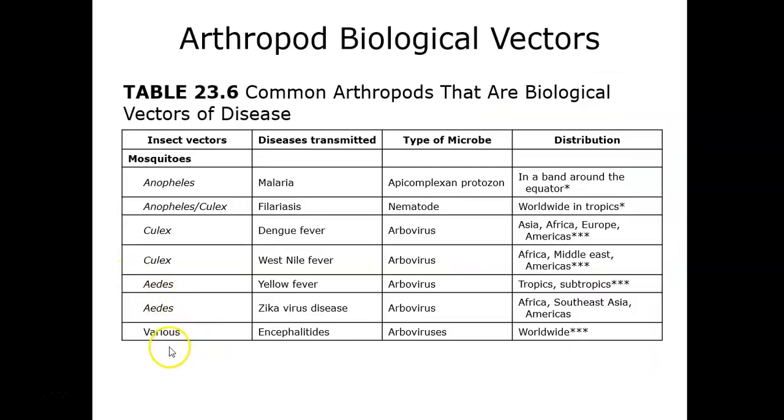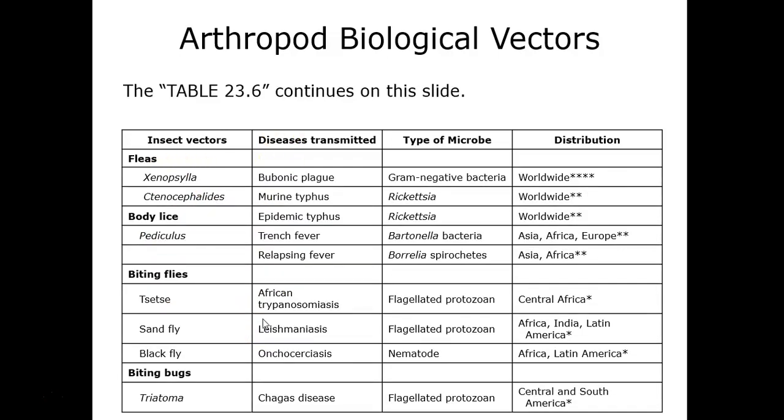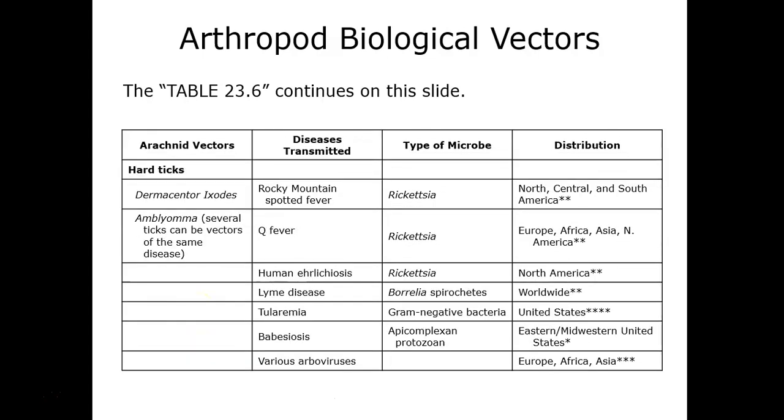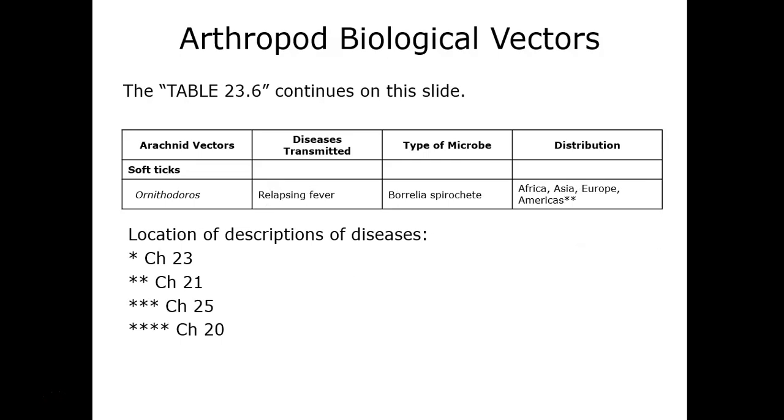Table 23.6 is several slides long and walks through a lot of the diseases. Again, you don't need to memorize all these right now. We will talk about these as we go through the chapter. For the ones that we did talk about today, like the tsetse fly, the sandfly, and the black fly, make sure that you're familiar with those vectors right now and which diseases have those vectors. You'll see that we will talk about them in several different chapters throughout the semester.